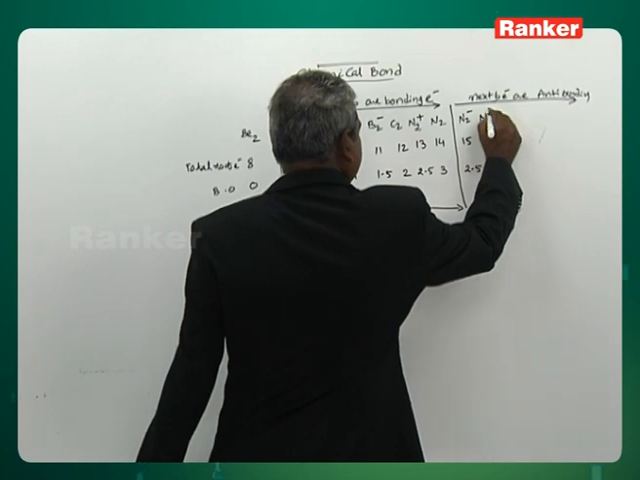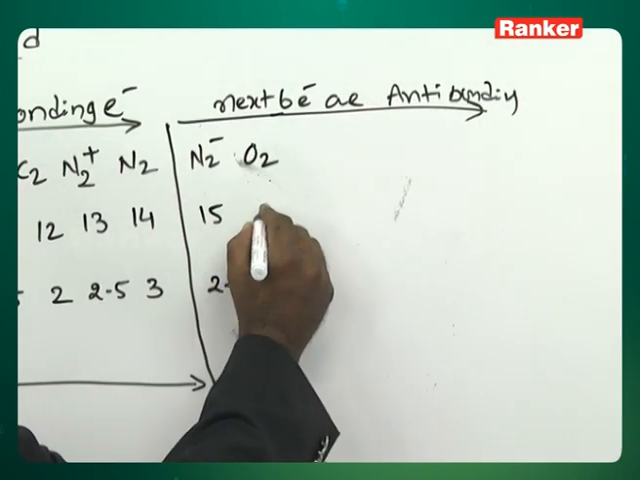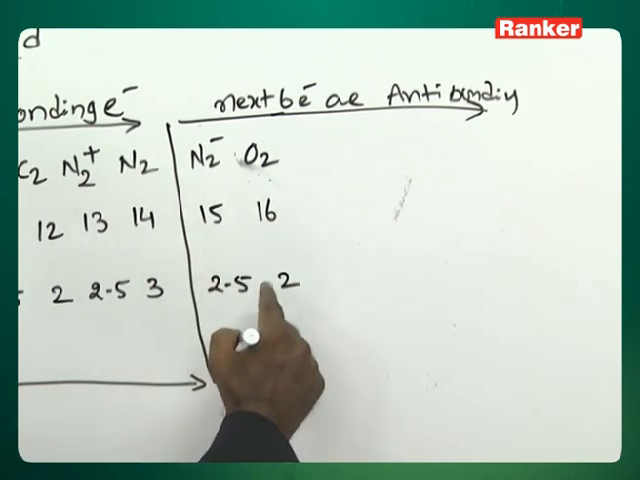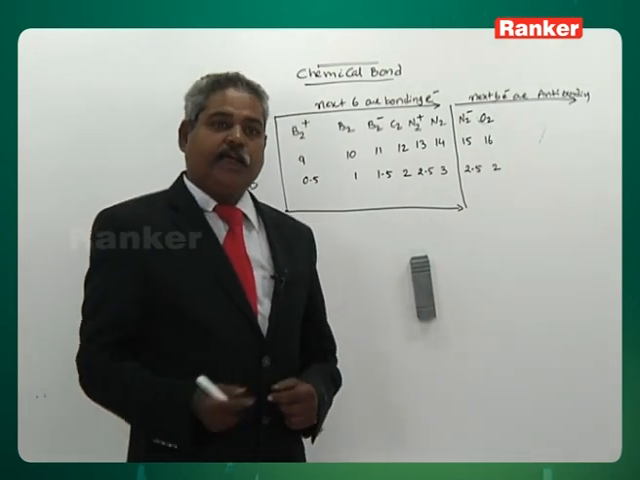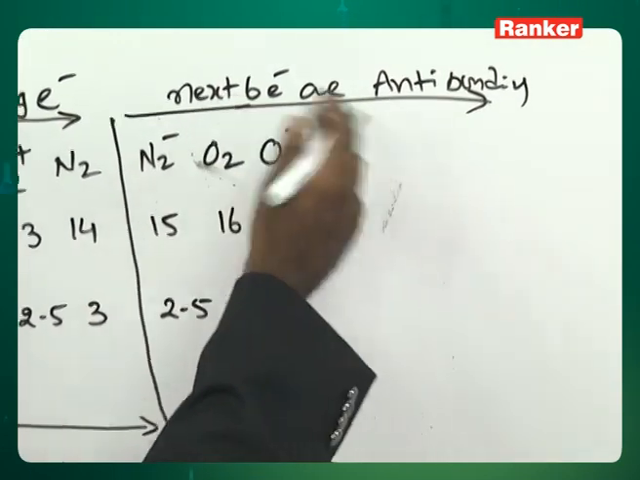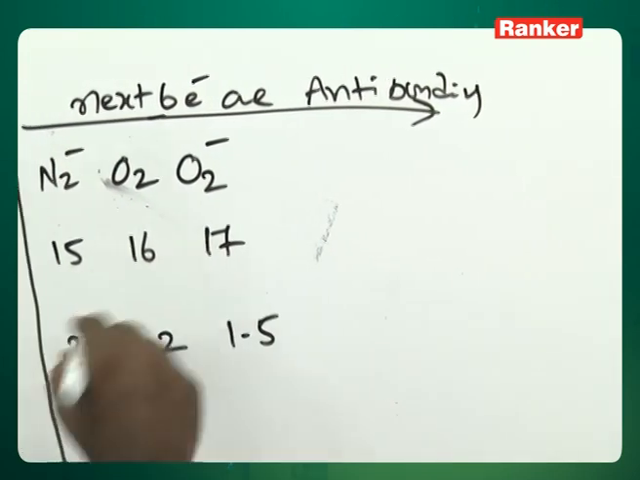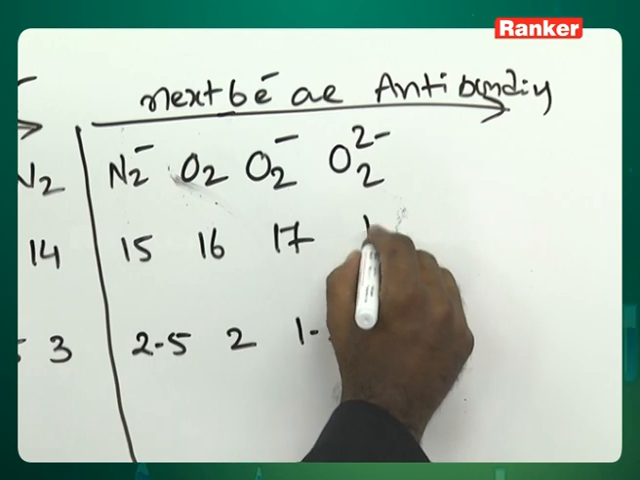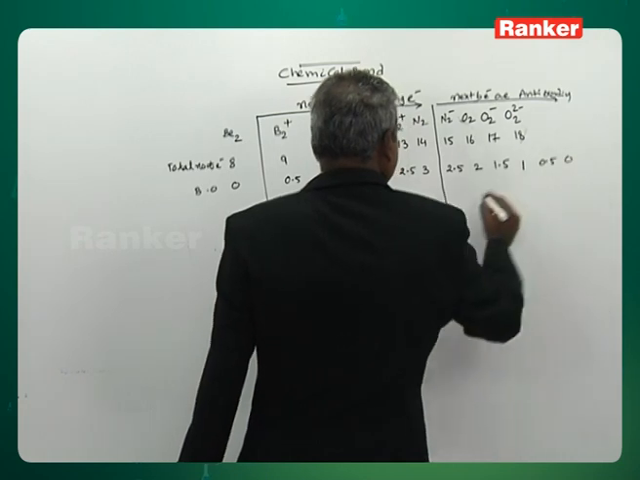N2 2 minus, or a simple example being O2, just O2, 16 electrons, bond order 2. The next electron is entering anti-bonding. After 14, electrons are entering the anti-bonding molecular orbitals. O2 minus, with 17 electrons, the bond order still decreases, to 1.5. And 18, O2 2 minus, the peroxide ion, the bond order will be 1. 0.50. That's it.